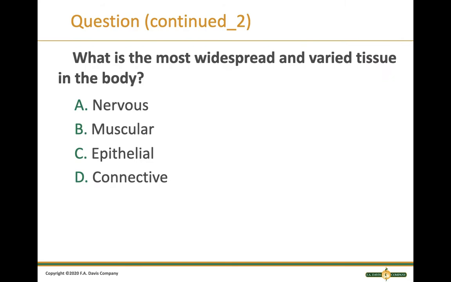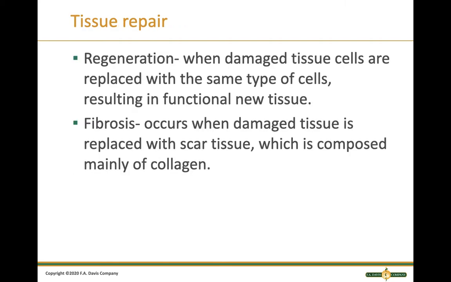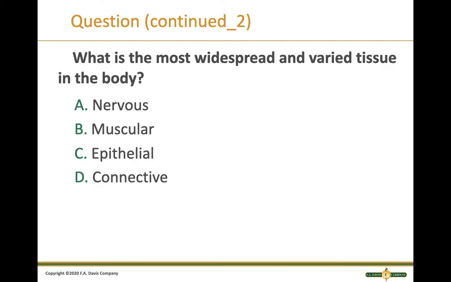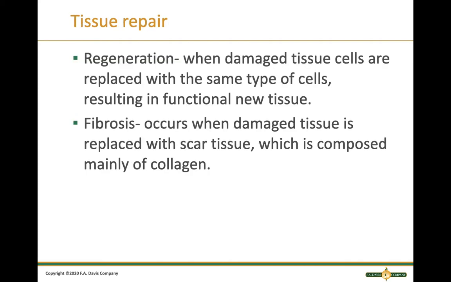So that's the four basic tissue types. So what's the most widespread and varied tissue in the body? And the correct answer is connective. I don't know where the correct answer is, but connective is the correct answer.